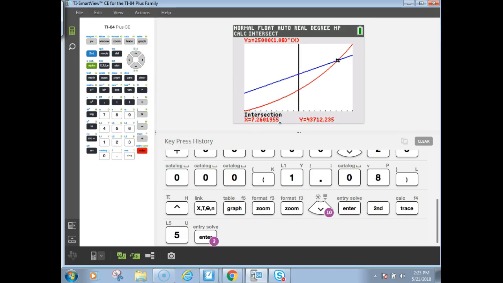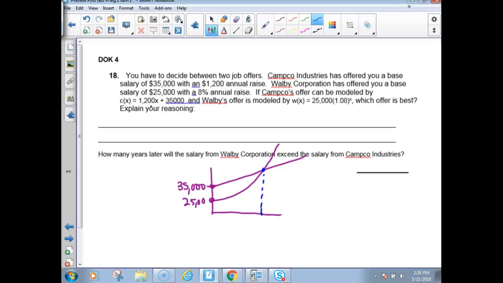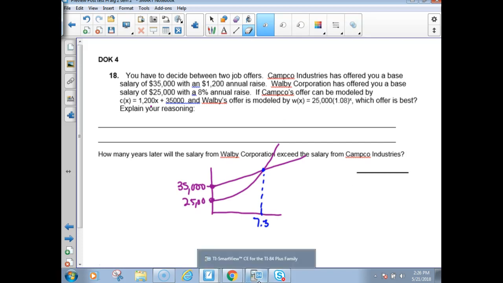Now let's think about it. Here it says 7.26, about 7.3 years. I'm going to jot that down. Okay, when you're at a job though, when do you get a raise? Typically after a year, right? They evaluate you generally after a year, decide whether you're getting a raise or staying or whatever's going on. Or you might have some agreement with them already. So will you actually be making more money with Campco?